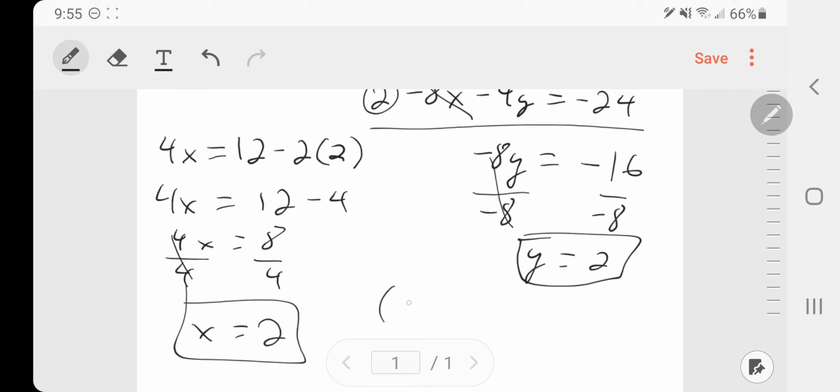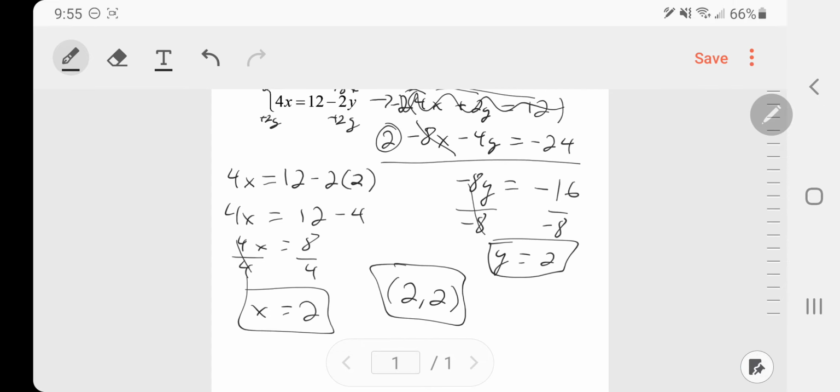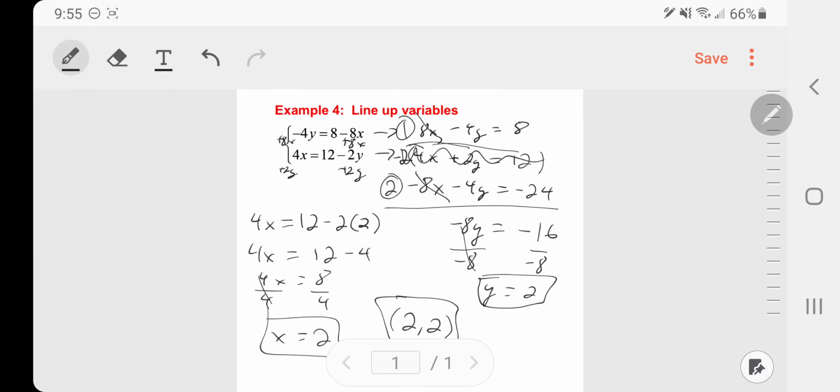All right, so the final answer for this one would be (2, 2), and that is the point of intersection for those initial equations. So there's a little bit of a process here. Sometimes elimination takes a little bit more setup, moving your variables around, looking for that number opposite in order to eliminate. But in the end, once you get that 3-step process down, it seems to be one of the better methods to solving systems of equations.